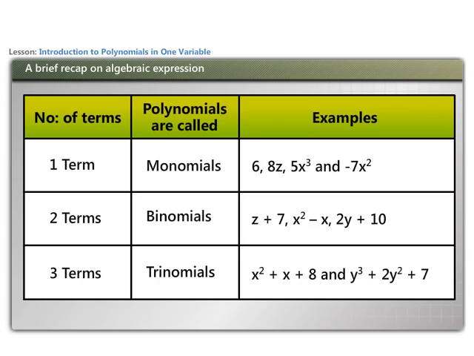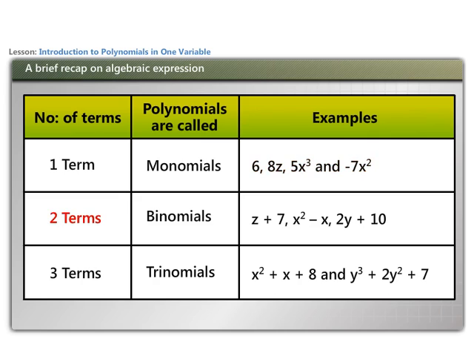Polynomials have special names based on the number of terms. A polynomial with one term is called a monomial. So, 6, 8z, 5x cube and minus 7x square are monomials.